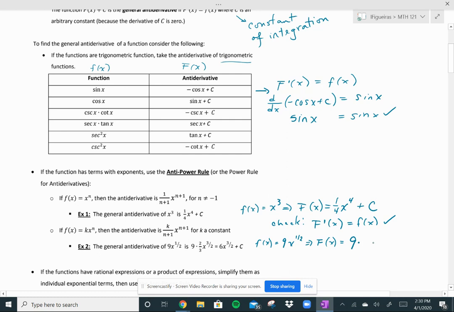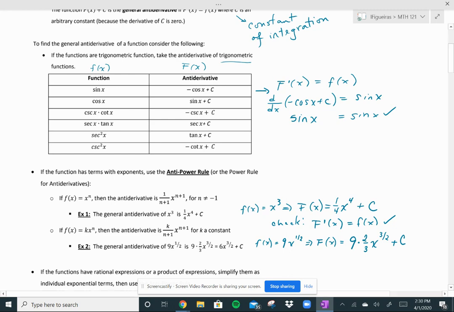So you have to add 1 to the exponent. So 1/2 plus 1 is 3/2, and multiply by the reciprocal of that fraction. So you have to add 1 to the exponent first before you multiply by the reciprocal of that new exponent, and then plus c. And when you simplify, you get 6x to the 3/2 plus c.